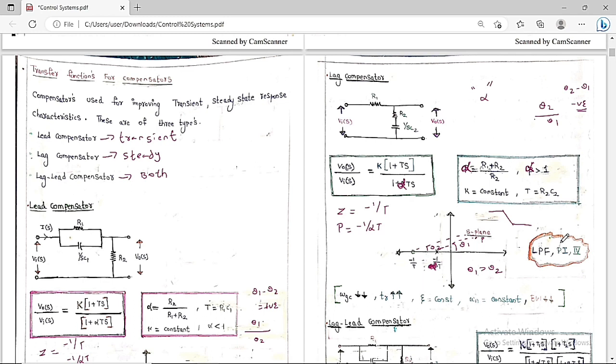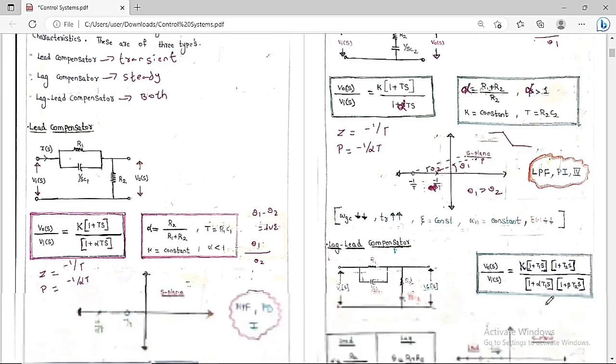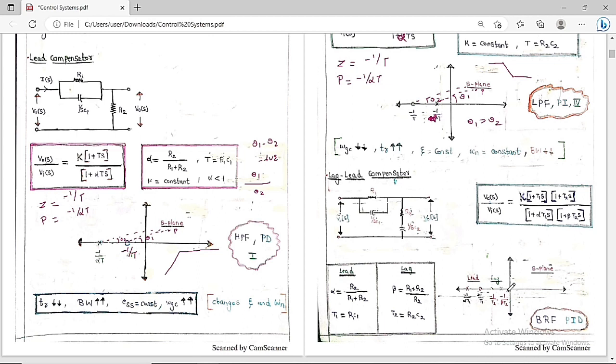So whenever you include the lag compensator in the control system, what are the changes we can see? The gain crossover frequency will decrease. In the previous case it increased, but now it will decrease. The rise time will increase here. The zeta value will be constant, and the omega will be constant. And the bandwidth will decrease. So if you compare, the bandwidth decreases, which means your rise time will increase.